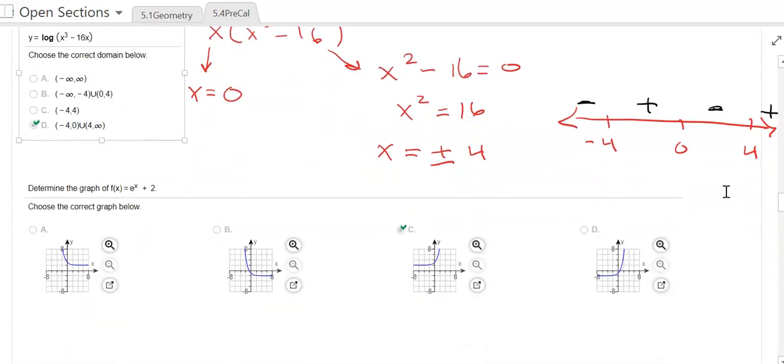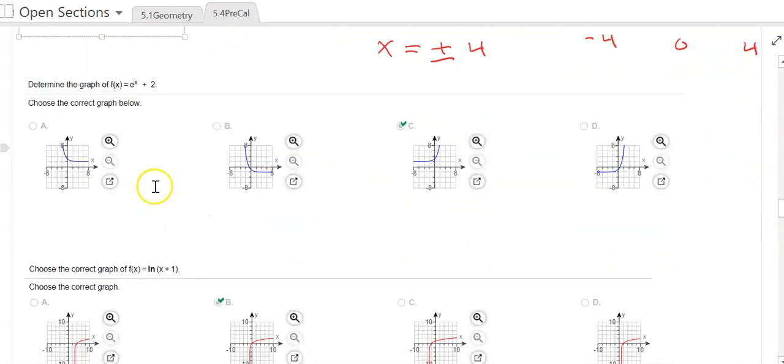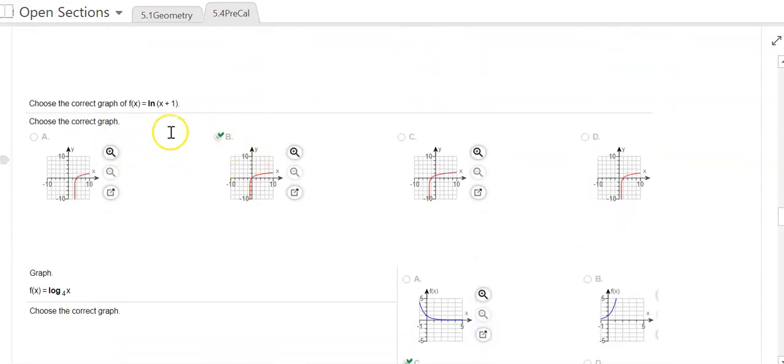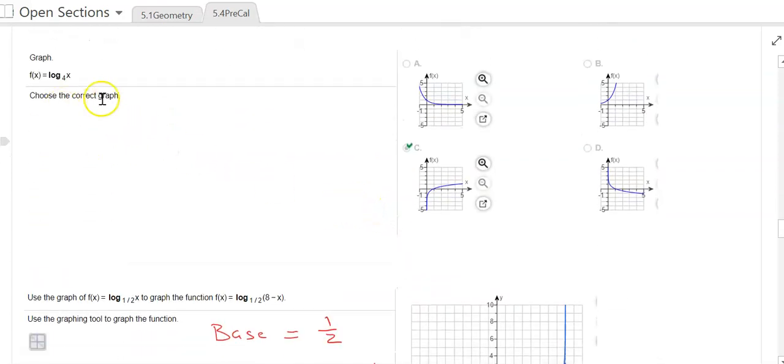And moving on to the next problem, we're just graphing here. So we have an exponential function with a base of e, and we have a vertical shift of 2. Here we have a logarithmic function with a horizontal shift of negative 1. So we see that going on here. Here we have a logarithmic graph, base 4. So we have the basic shape here that we can see.